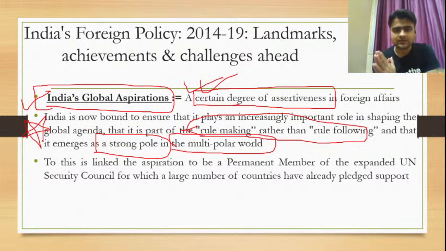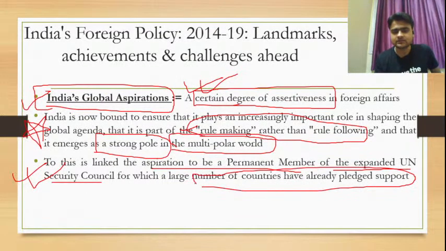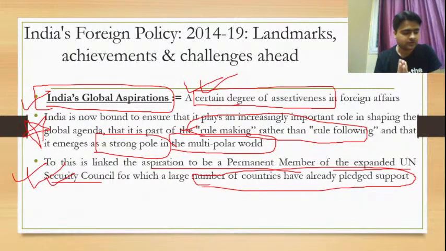This is our another aspiration. The third aspiration is that we want to be assertive in our foreign policy and foreign affairs, and that is reflected through multiple engagements like aspiration to be a permanent member of the expanded UNSC, for which a large number of countries have already pledged support. Fine, this is one of the examples which shows that we are going in for more degree of assertiveness.